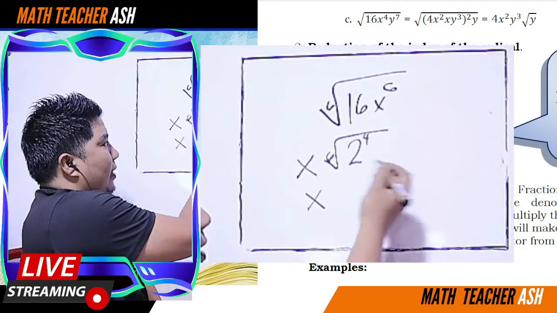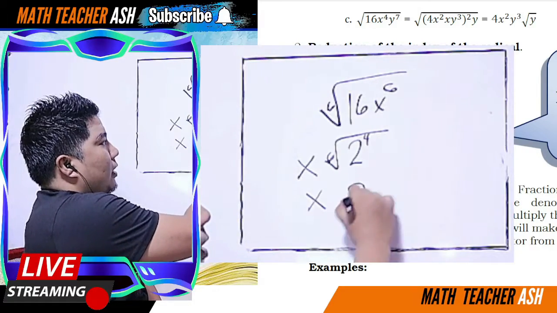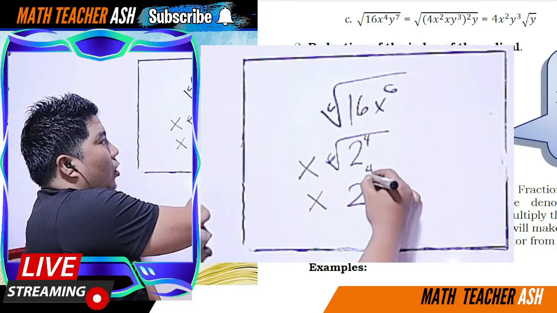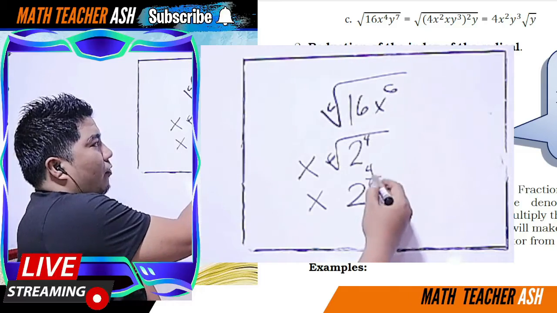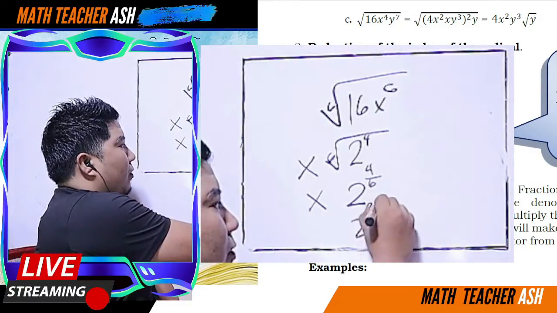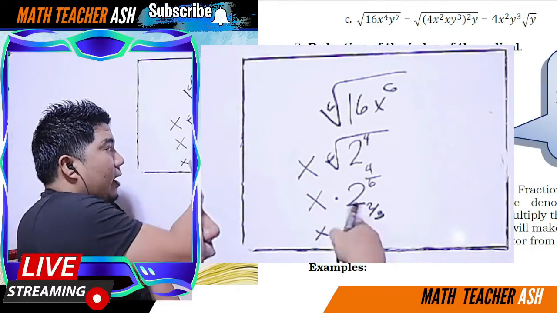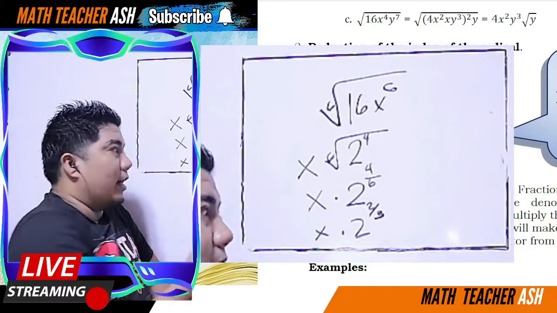So, having said that, I will change this into a rational exponent. So, that is 2 to the power of 4 over 6. Of course, 4 over 6 is 2/3. Okay? So that is 2 to the power of 2/3. So that is x here, okay? Times pen silang dalawa. And then, I will now change this into a radical expression.